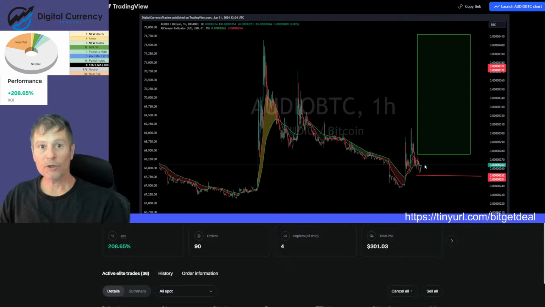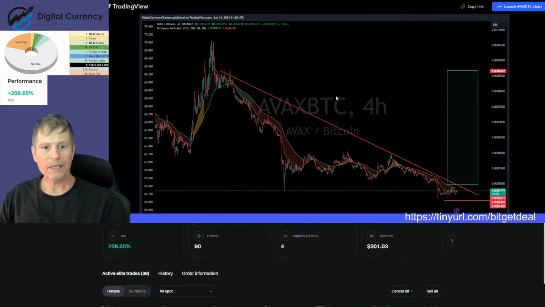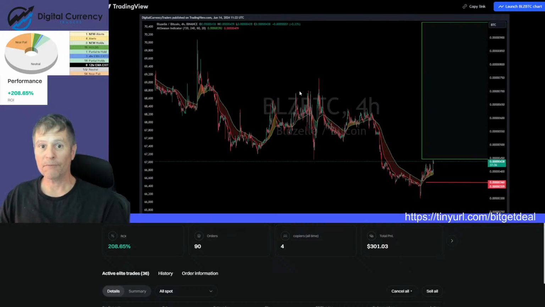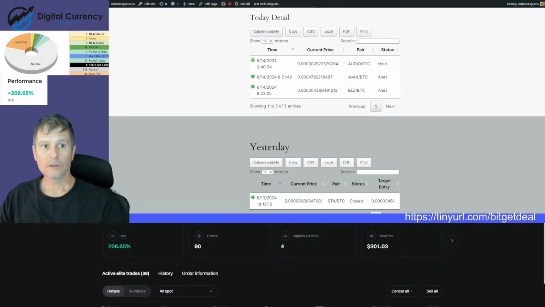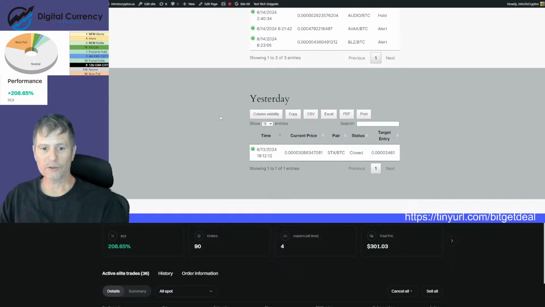It's a springboard trade entry actually. AVIX is 1, 2, 3 on the 4-hour time frame. And this is actually a simple trading plan, although it's high risk with the entry levels on that. So those are some of the signals going out today.